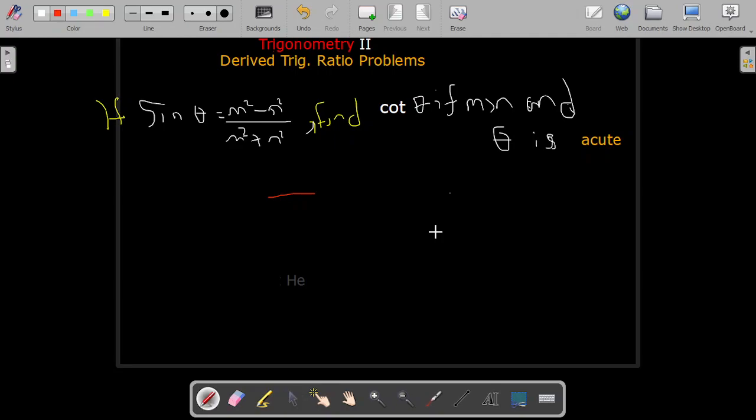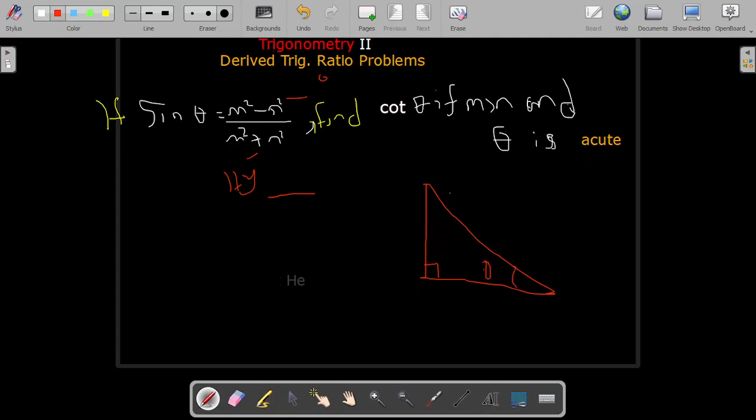So now let's represent this expression in a diagram. What do we have here? You have sin theta, which is equal to m square minus n square. Now this is definitely a right angled triangle. When this is equal to sine, it implies that sine is opposite over hypotenuse. This is the hypotenuse, while this is the opposite. So we have the angle here, which is angle theta.